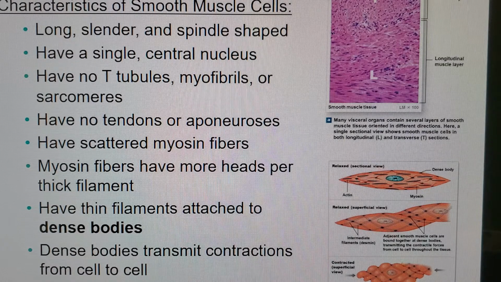This is the end of the muscle tissue chapter, and the next chapter we'll talk about actual muscle organs, and we'll go over a few of these muscles. We'll talk about how they connect to the skeleton and why it matters.